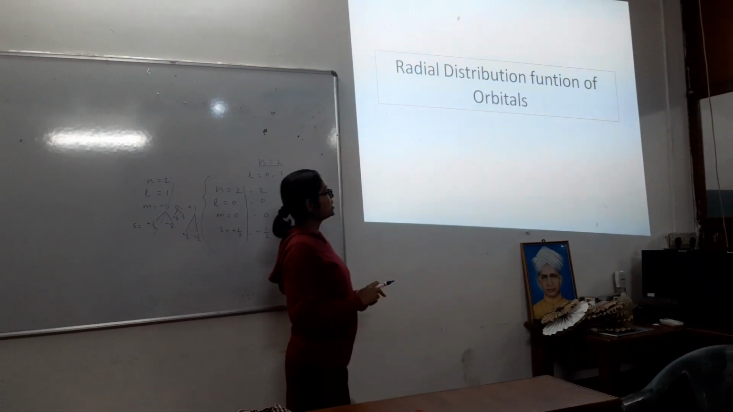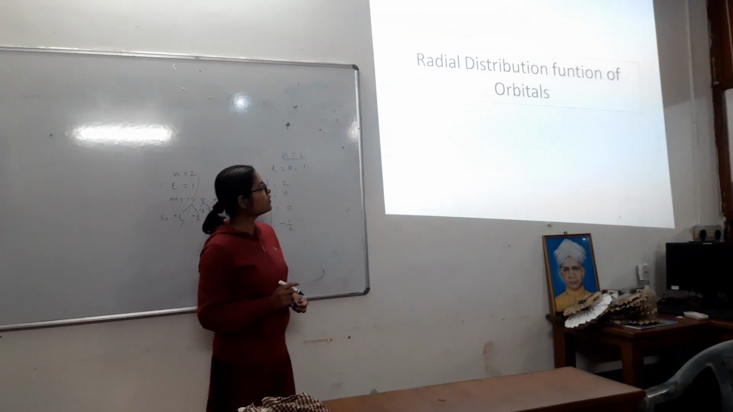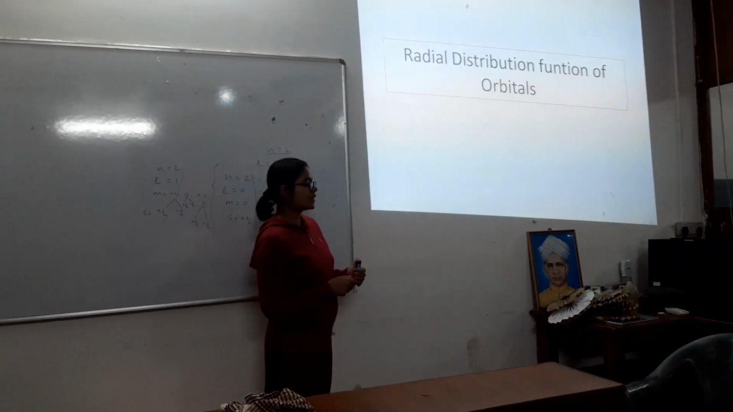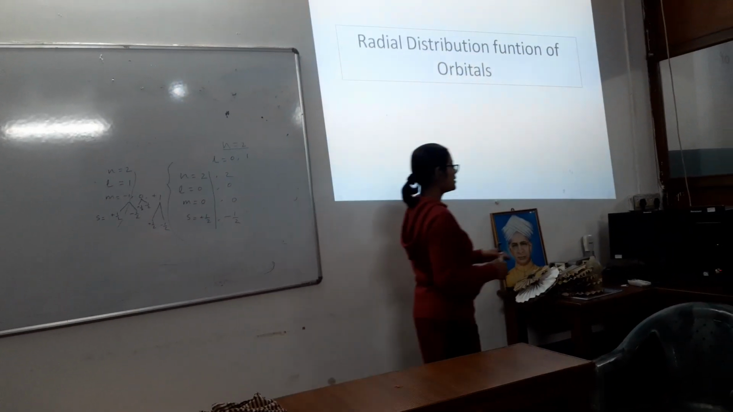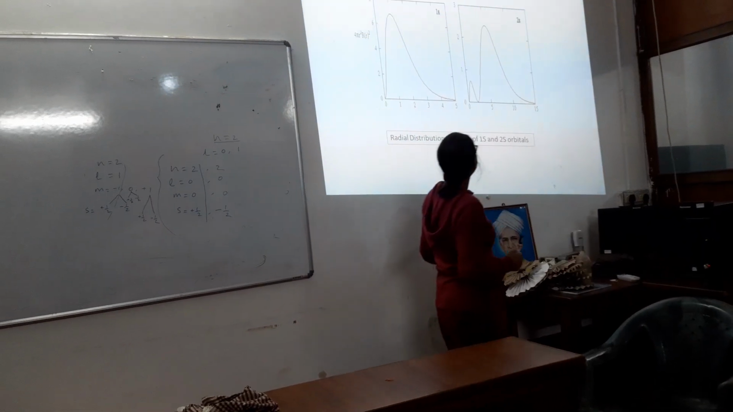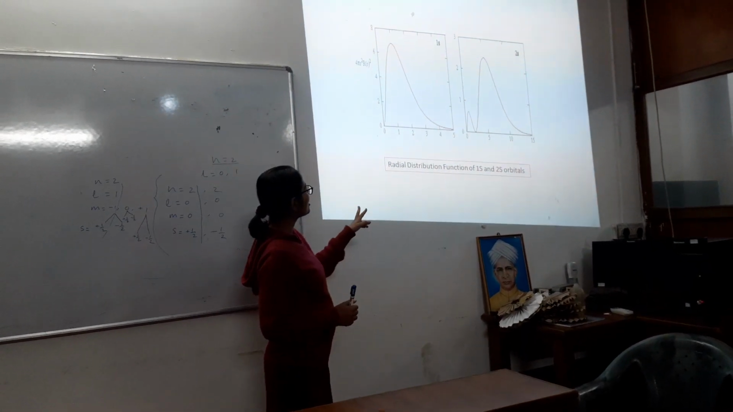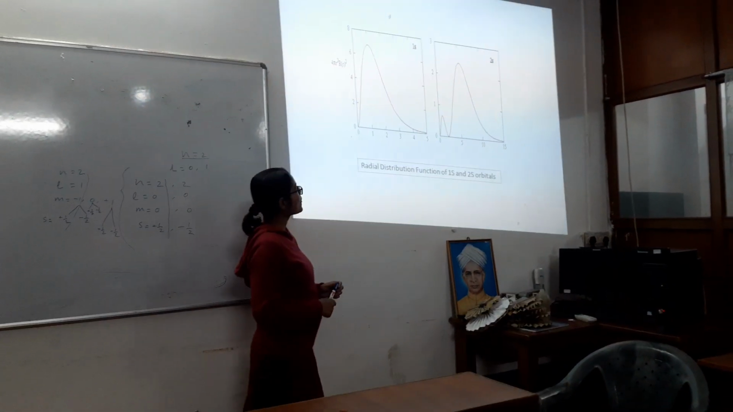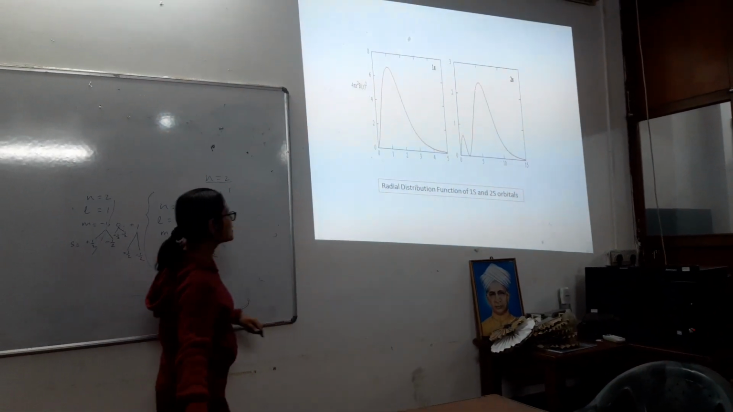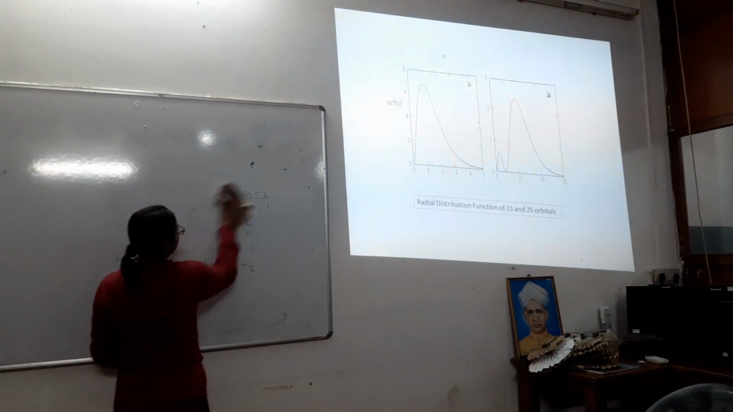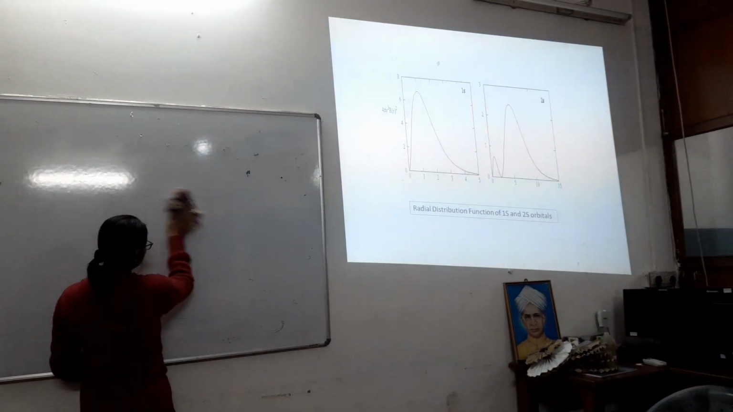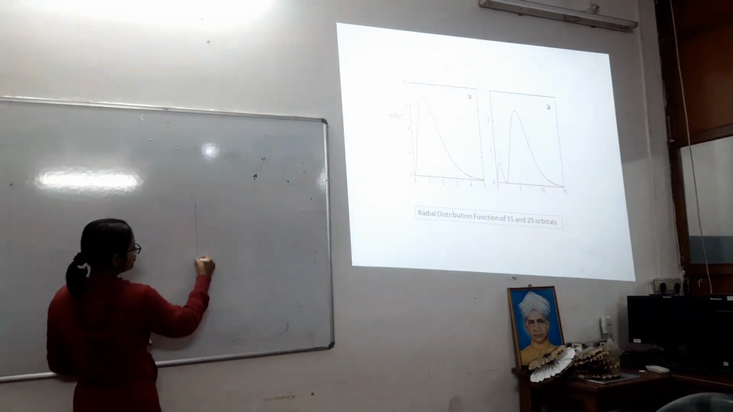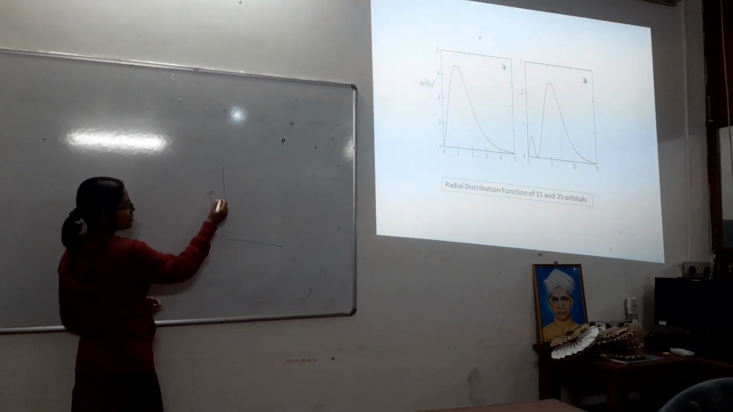This is very interesting. This is the radial distribution function of orbitals. Now we see some schematic diagram. This is the radial distribution function for 1s and this is for the 2s. If I show here, this is the radial distribution probability of finding the electron. Here this is the radial distribution function.